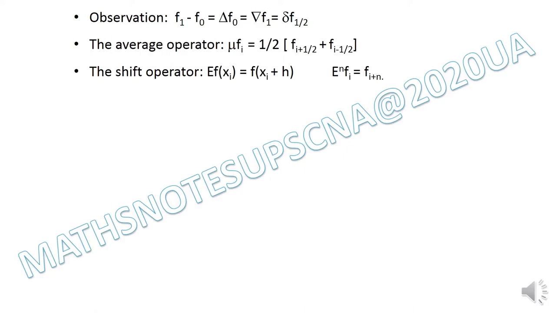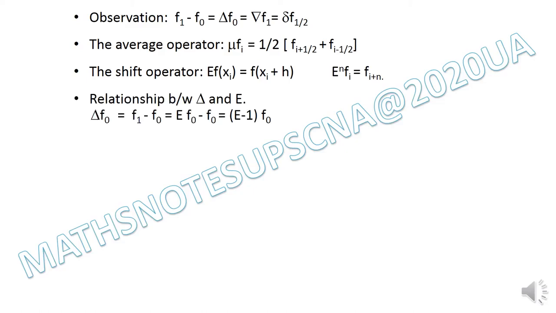So E f(xi) is equal to f(xi + h), and for nth order, E^n f_i is equal to f_(i+n). Now, the relationship between delta and E: we can write Δf0 = f1 − f0, which we have seen just now, is equal to E f0 − f0. Now we take f0 as common, so (E − 1) f0. So in short form we can write Δ = E − 1, or E = 1 + Δ, where Δ is the forward difference operator.